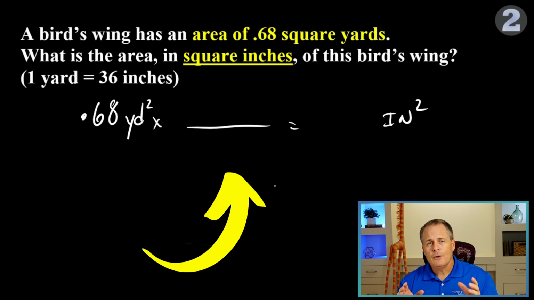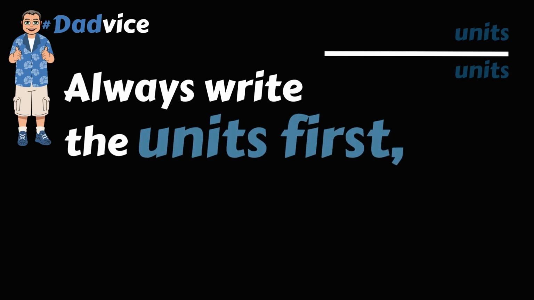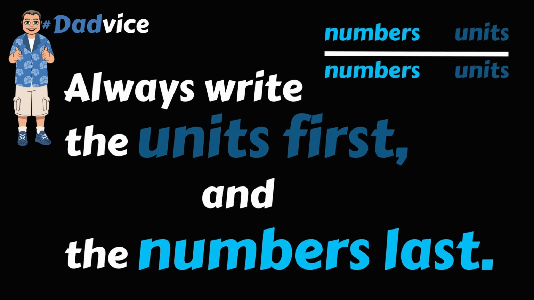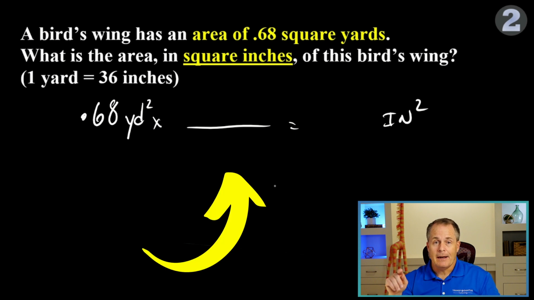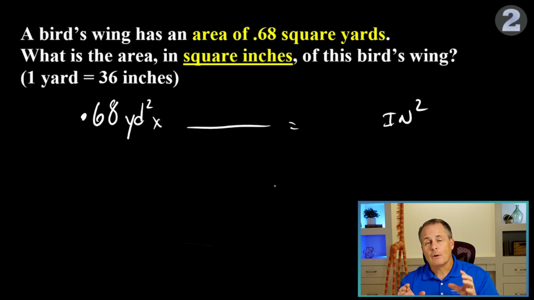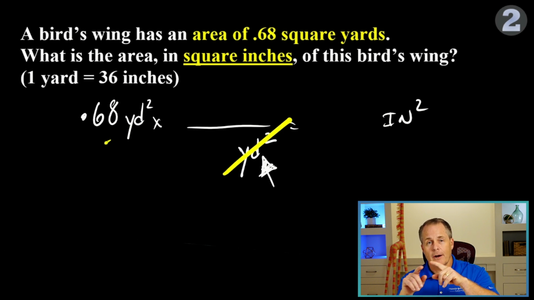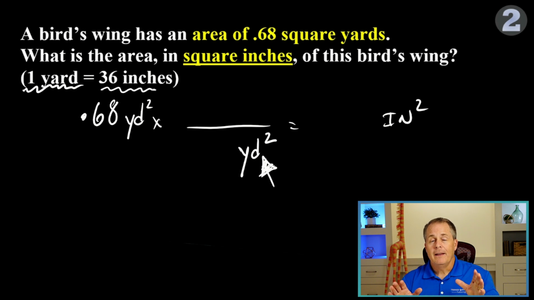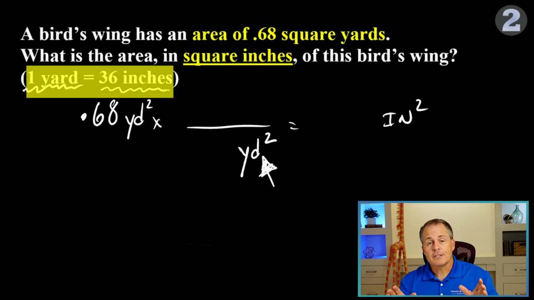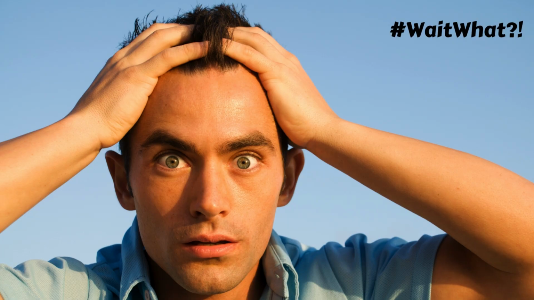The secret to all unit conversion problems is the units. I always write the units first and the numbers last, and I always start down here. You want to cancel out square yards, so immediately you can just write square yards down here. That's going to cancel out the square yards up there. Usually, that's going to match perfectly with whatever conversion factor they mention in the problem. But in this problem, it doesn't. Wait, what? Try not to look so surprised.